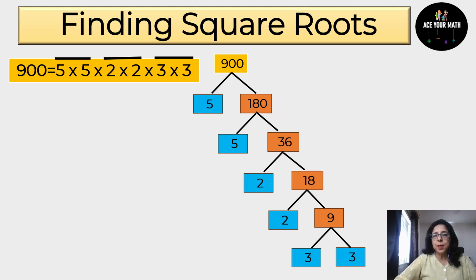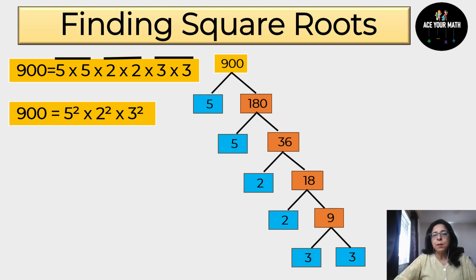Now the next step is pairing, which is very important. Pairing you will do of similar factors. So 5 and 5 forms a pair, 2 and 2 forms a pair, and 3 and 3 forms a pair. It means 900 can be written as 5 square multiplied by 2 square multiplied by 3 square.